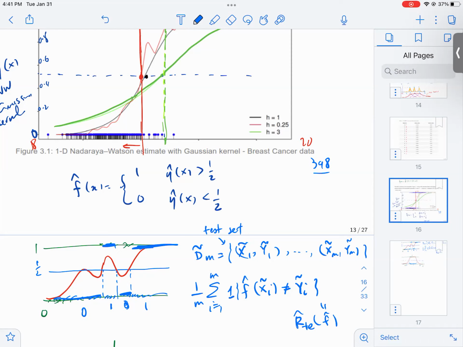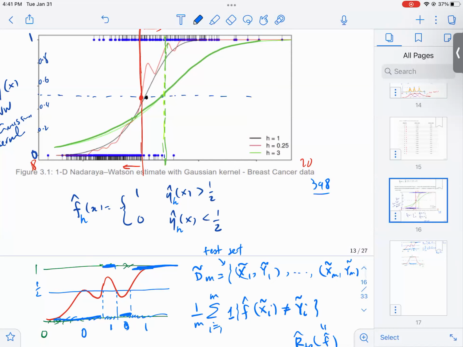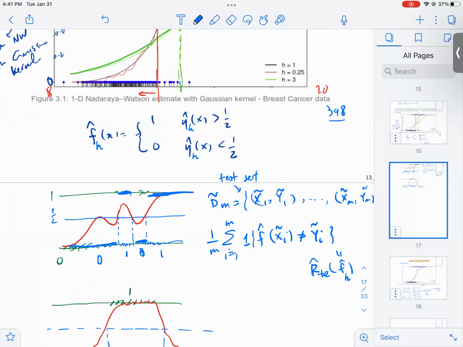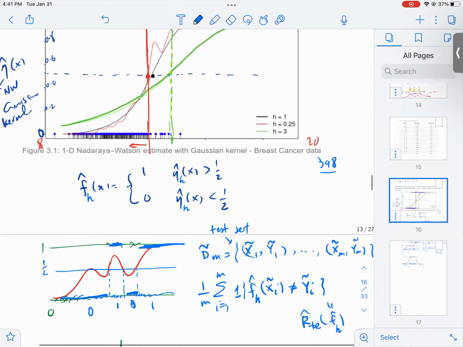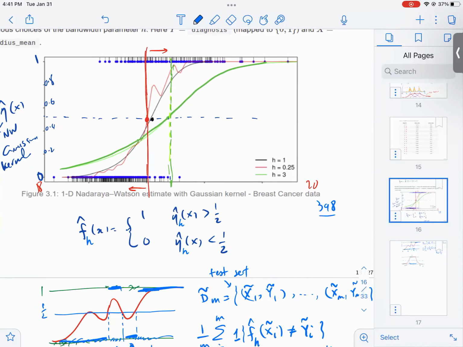Okay. So I can do this, and this f hat depends on the bandwidth, so I could put an h here if you want. For each bandwidth, I get a different classification rule. So h equal 1 would give me one of these curves, and that would be a classification rule. H equal 3 would be another one. So this classifier is really a function of h, and I can say f hat of h.